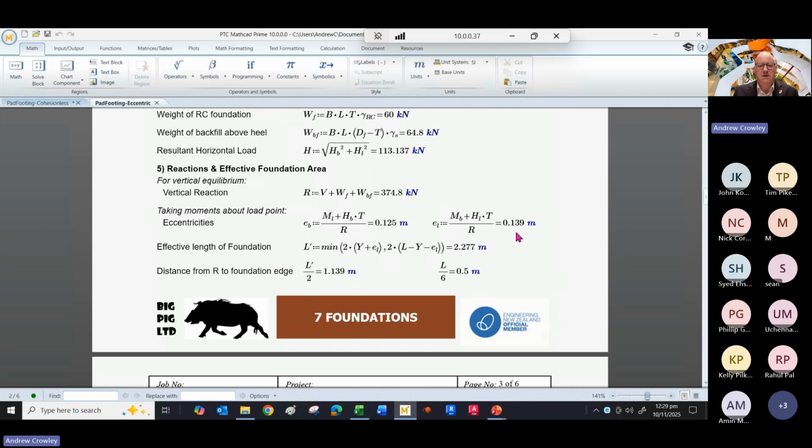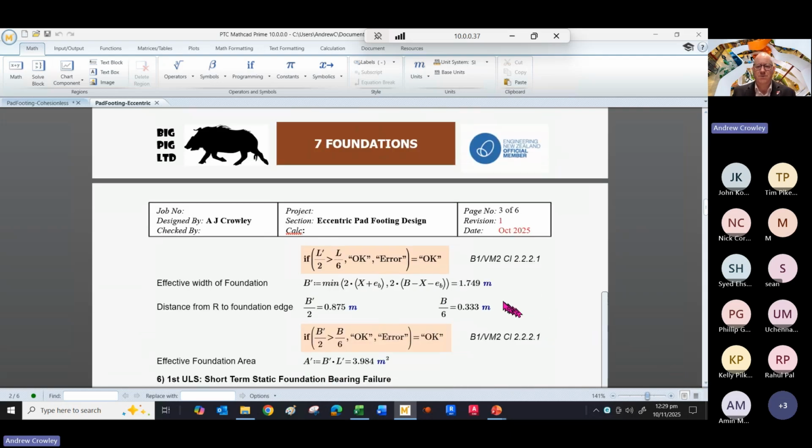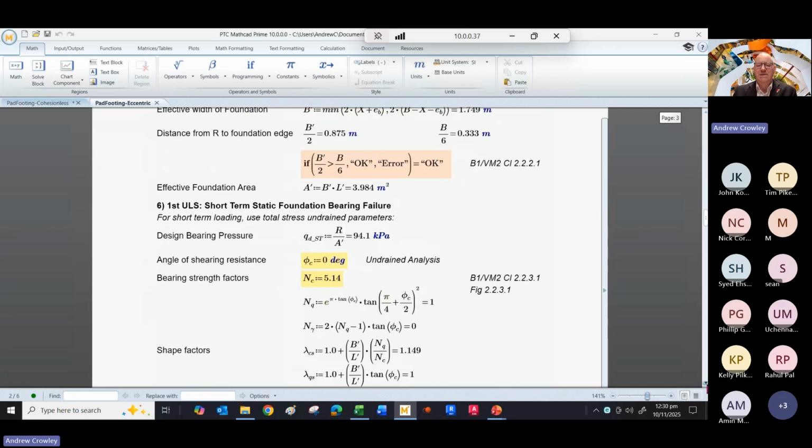And these are given in the code, which then gives you your effective length of the foundation as 2.27 meters. It also gives you the effective width of the foundation as 1.749 meters. And in both cases, we can check whether the eccentricity has meant that the resultant load is still within the middle third. So we've got a relatively balanced foundation. And if it isn't, you need to redesign your foundation dimensions to suit.